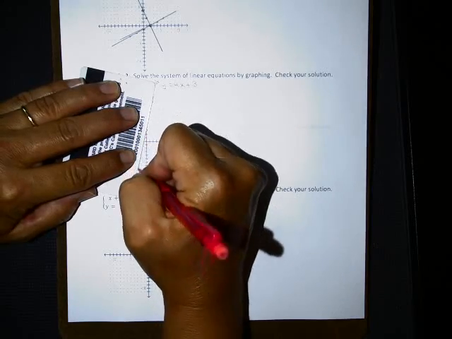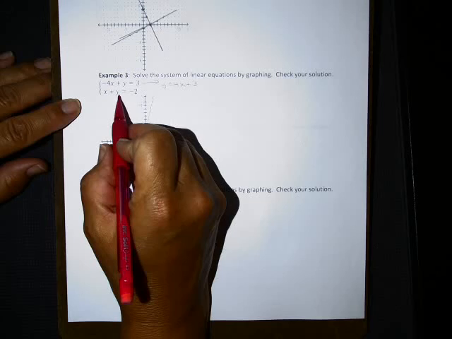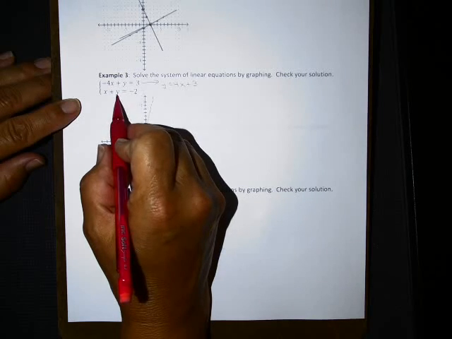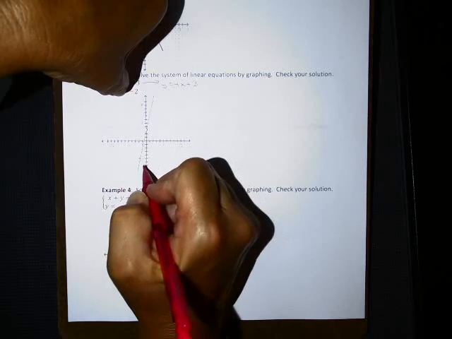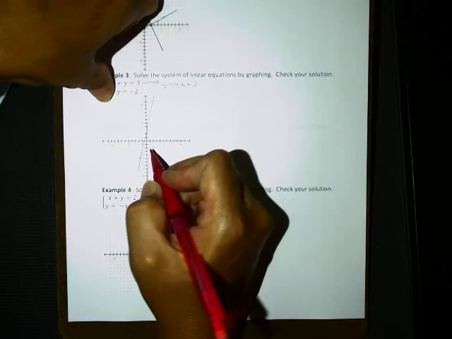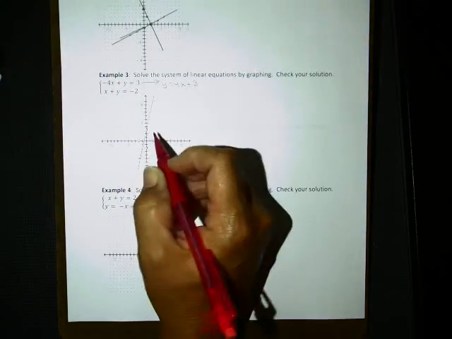Now my second equation is not in slope-intercept form. It's more in standard form. So I'm actually going to use the intercept method to graph this one. So when y is 0, x is negative 2. So that tells me there's an x-intercept at negative 2. And when x is 0, y is also negative 2. So there's a point at negative 2 on the y-axis.